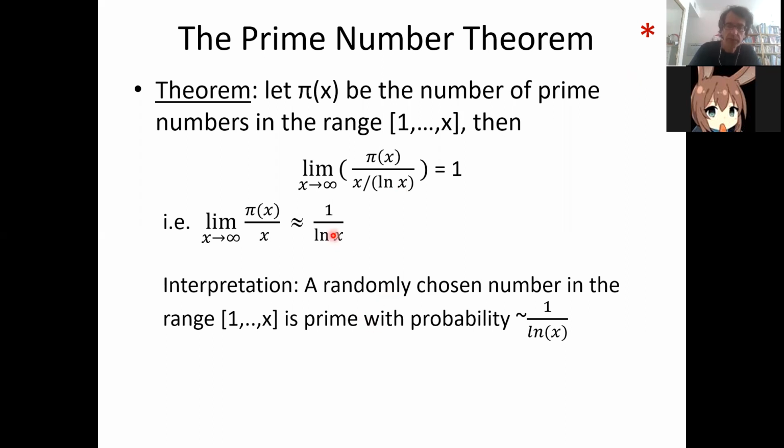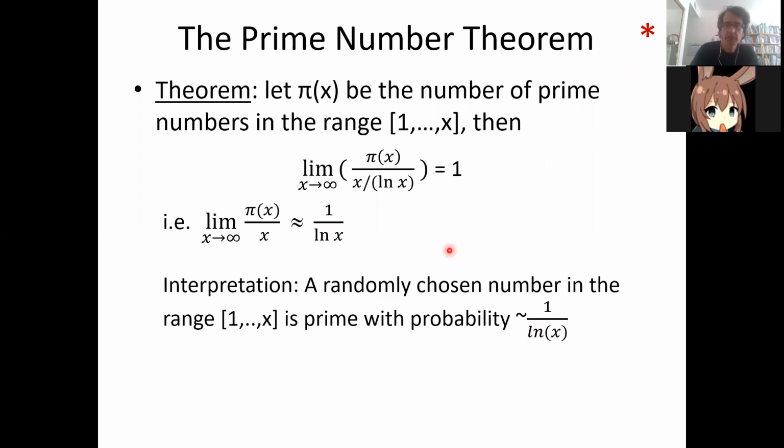Okay, so this means that the probability of encountering a prime in that range is roughly this. Therefore, how many times will you run this loop in expectation? The inverse of that, which is this logarithm.